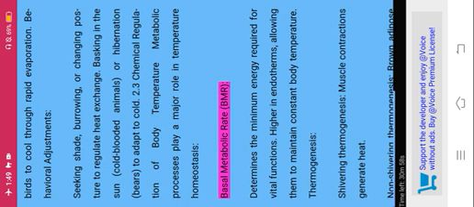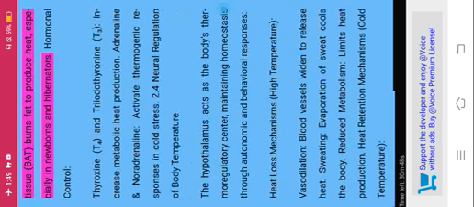Basal metabolic rate, BMR, determines the minimum energy required for vital functions, higher in endotherms, allowing them to maintain constant body temperature. Thermogenesis. Shivering thermogenesis, muscle contractions generate heat. Non-shivering thermogenesis, brown adipose tissue, brown fat, burns fat to produce heat, especially in newborns and hibernators.